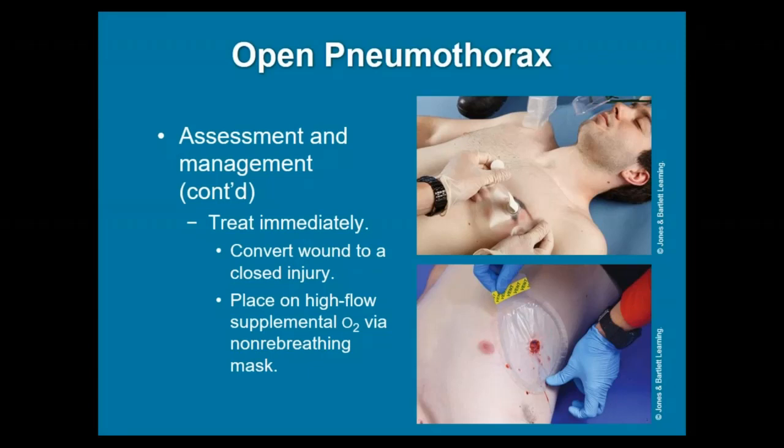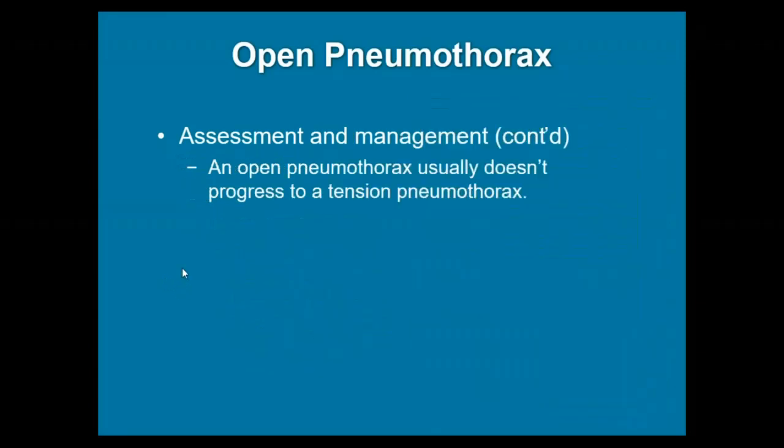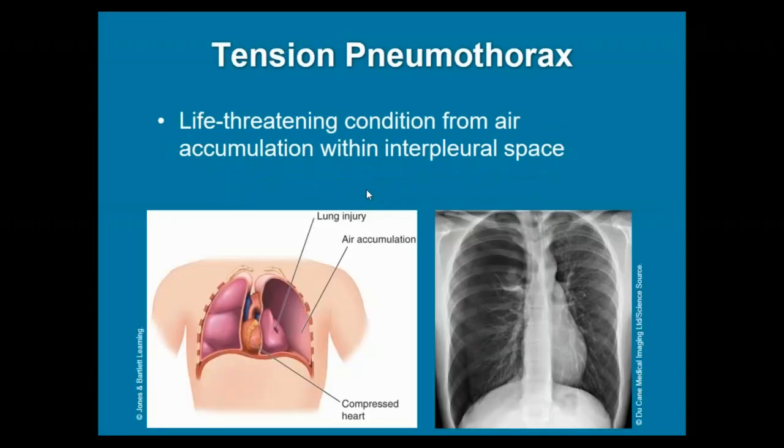Then you need some way to make that three-sided dressing with the Vaseline gauze or with that commercial chest seal. A lot of places just don't have the money to buy the commercial chest seal. Know your equipment, know what it is, know how to use it. Supplement with a non-rebreather mask at 15 liters per minute or positive pressure ventilation. Okay. It doesn't always become a tension pneumo, but there's a good chance of it. If we can treat it effectively early, then hopefully we're not going to progress to a tension pneumo.